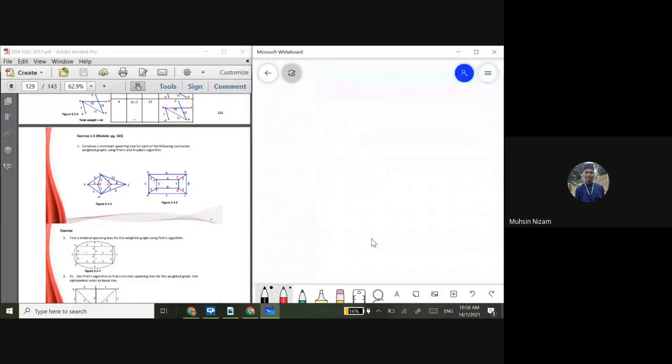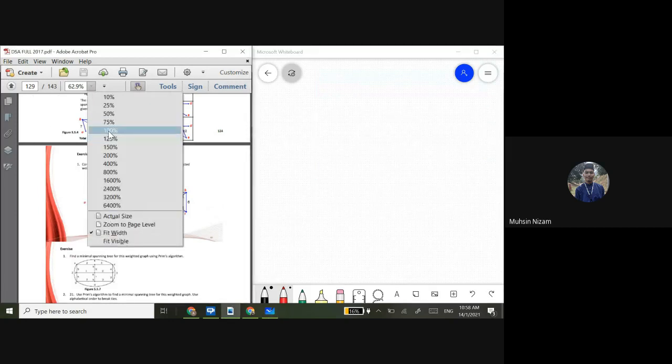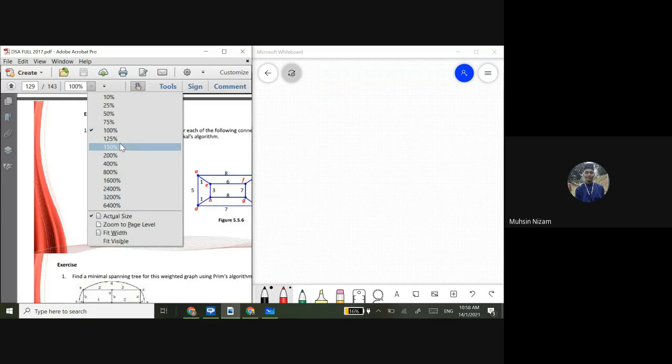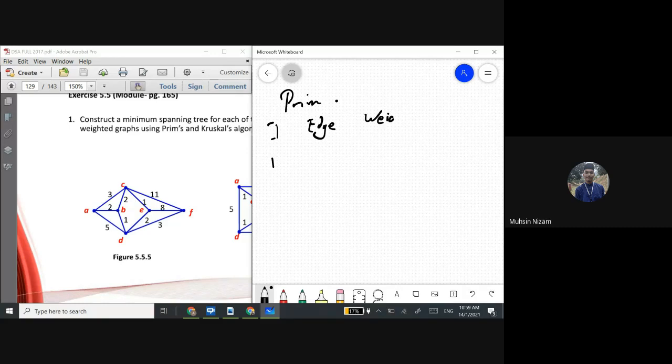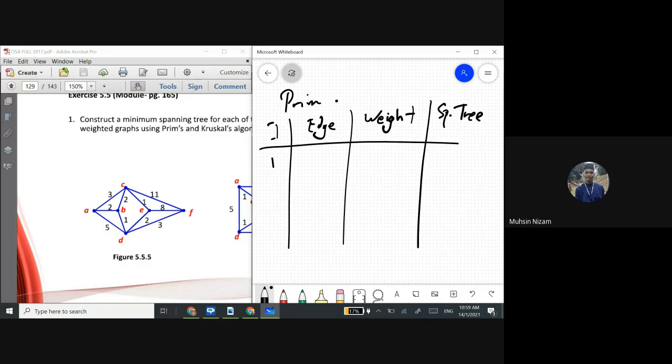Okay, if using the logic of Prim for 5.5.5, saya besarkan sikit. Okay, Prim. Okay, the iteration, the edge chosen, the weight, and also the current spanning tree. Okay, let's say I start with CE. So I choose CE dulu. The weight is 1. And my current spanning tree is C.